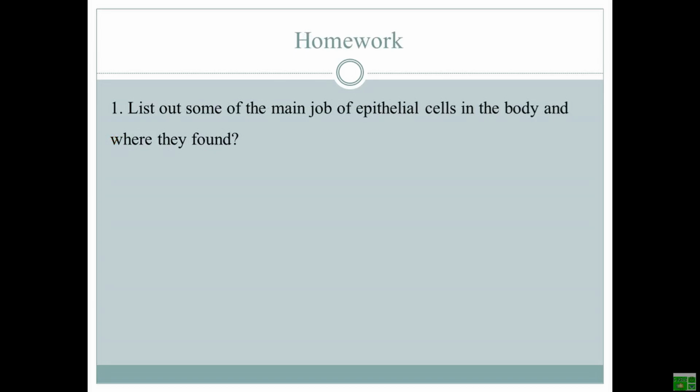So students, now we have reached the last part of the lesson, the homework part. Please write or copy it in your exercise book, and when the class resumes, it will count. Question number 1, only one question. List out some of the main jobs of epithelial cells in the body and where they are found.